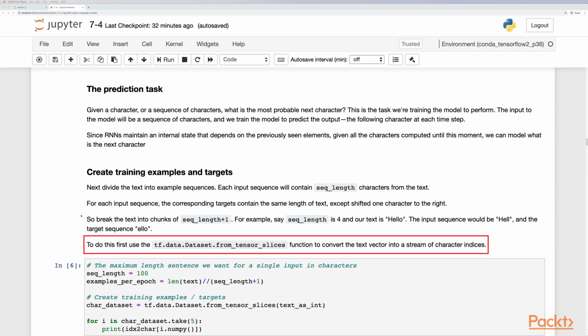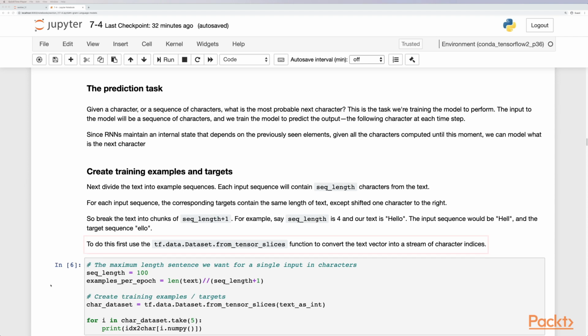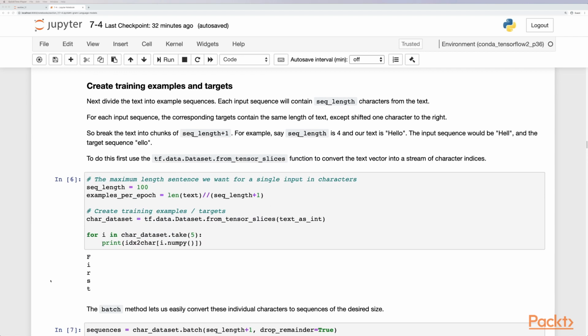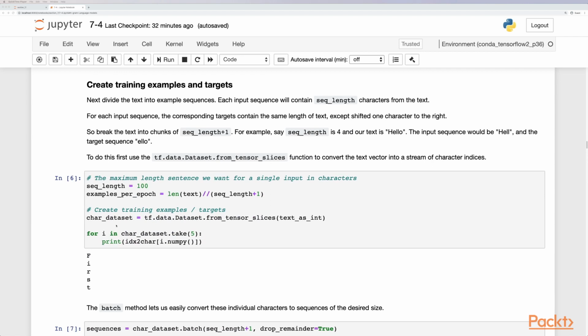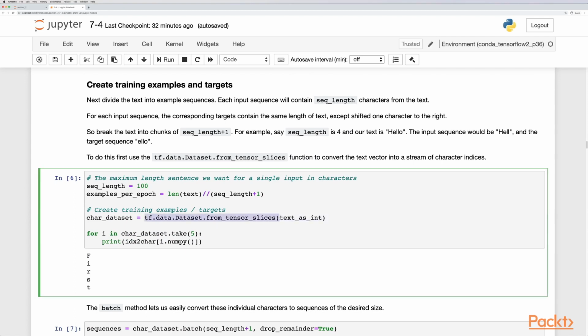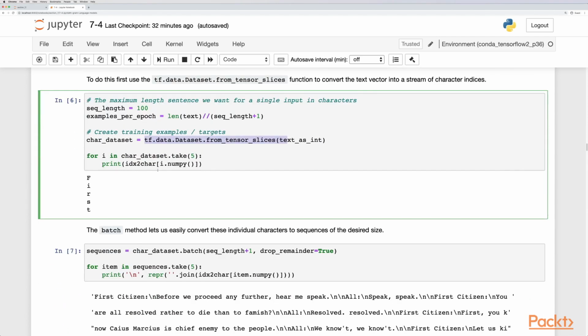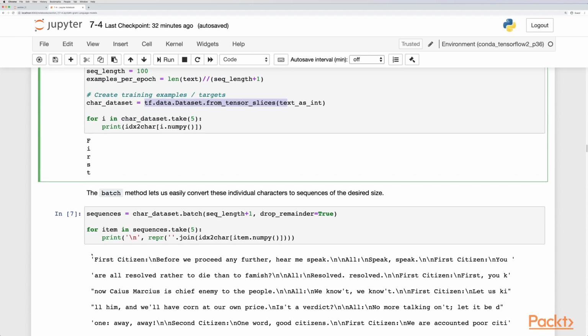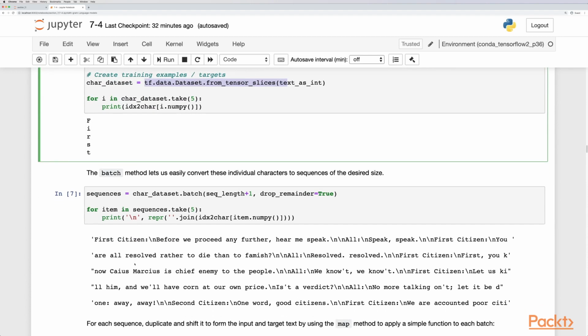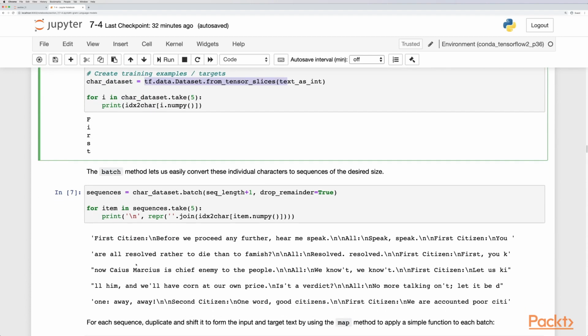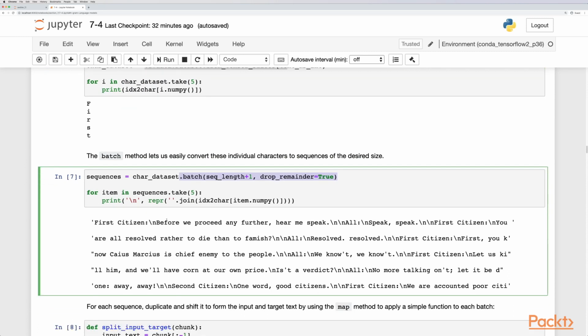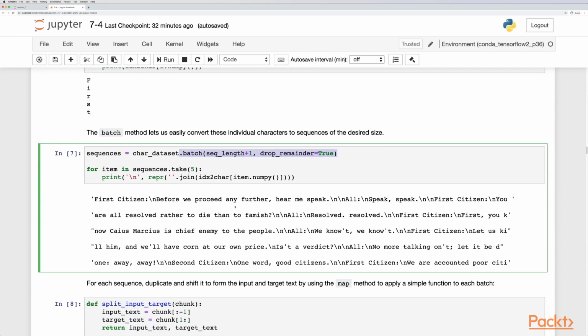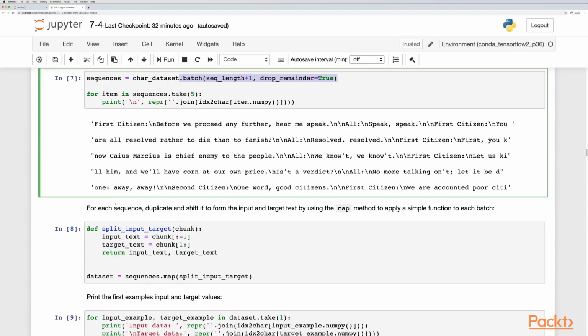To do this, we can first use the TensorFlow Dataset from_tensor_slices function to convert the text vector into a stream of character indices. We set the maximum length sentence we want for a single input, and we can also create the training and targets using the dataset. We can have a look at the first 5 examples here, and the batch method lets us easily convert these individual characters into sequences of the desired size, as follows. And we can look at a few samples here.